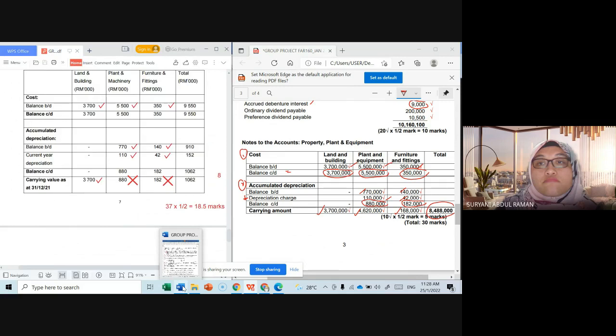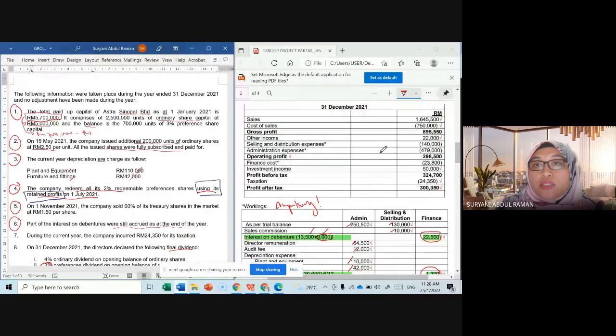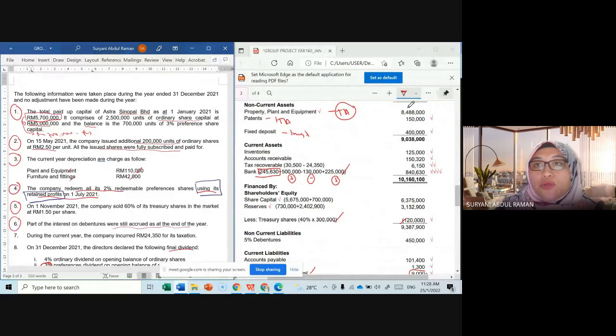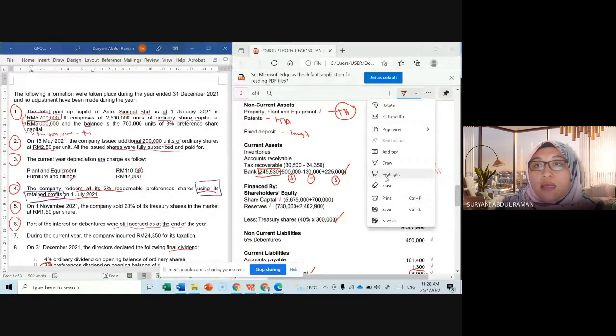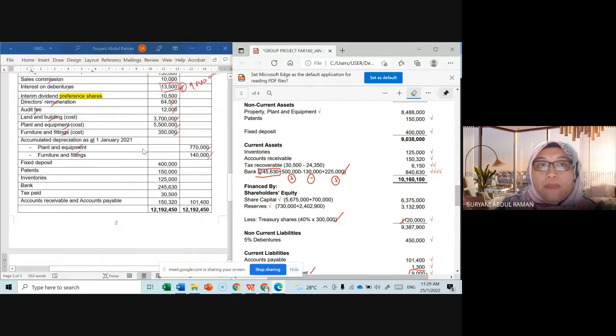Okay? Alright, so you just transfer the PPE onto the face of your soft P. Where is your soft P? This one. Then you continue with the rest. The soft P format is very simple, roughly the same, only a few items we put in the summary. Patent has no adjustment, right? Okay, bring down the figure.